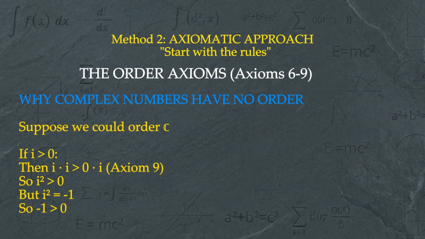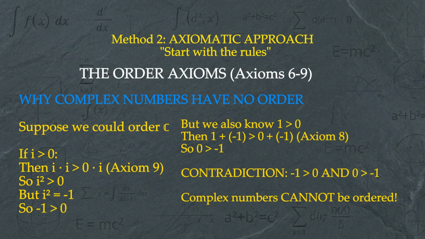Here's a profound insight. These order axioms rule out the complex numbers. Why? Suppose we try to order the complex numbers. If i were greater than 0, then by axiom 9, i times i would be greater than 0. But i squared equals -1, so -1 would be greater than 0. But we also know +1 is greater than 0, which means 0 is greater than -1.